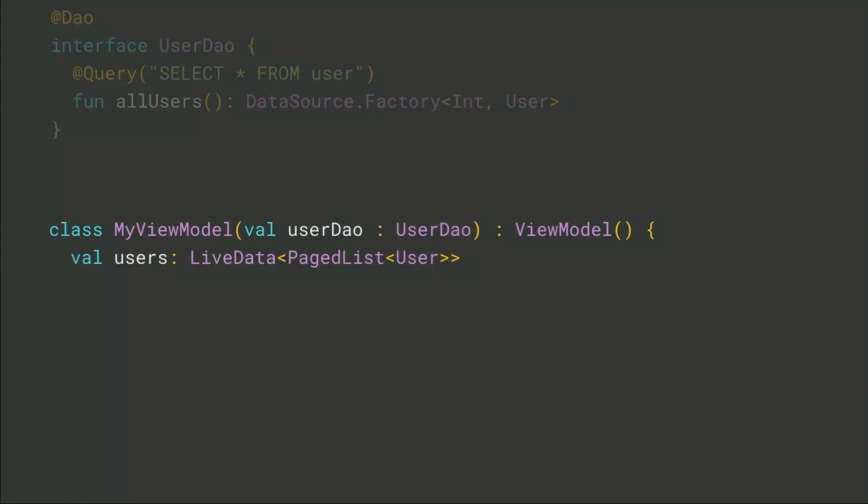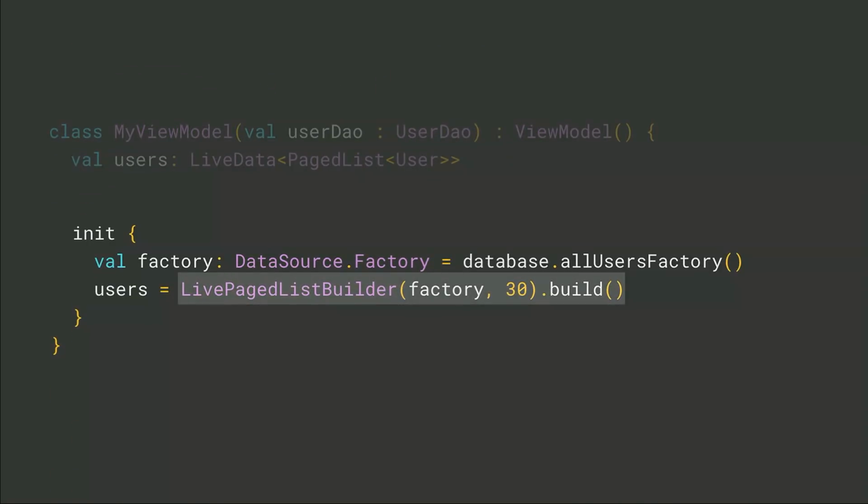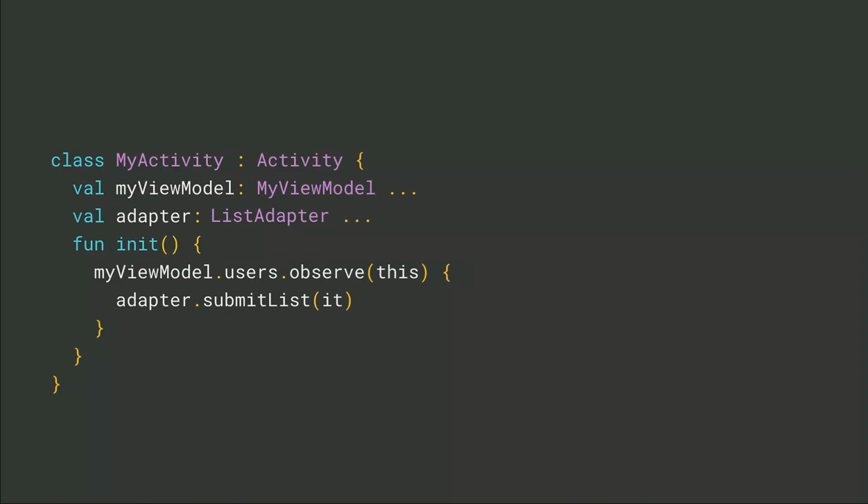So we go back to our view model here and define how we are going to load this data. Well, it's not much code. We just say get the data source factory that we've just declared in our user DAO and use this live paged list builder class from the library to create a live data. The minimum amount of data that you need to pass here is page size, and here we're passing 30. That's it. Now you have a live data of paged list. So now all of the repository side changes are done. The view model's updated. Let's go to the activity.